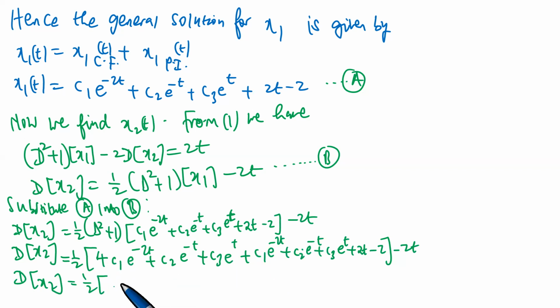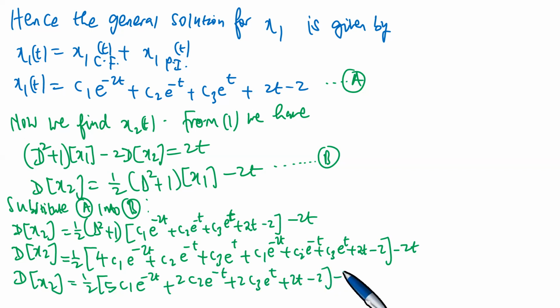Okay, if you have the 4, c1 is going to be 5. C1 e to the minus 2t. Then you have the C2. Okay, just check that there's no mistake there. It appears that there's a C2 there and there's a C2 there. There are two of them. Let's just write that one down. Yes, 2C2 e to the minus t. Then the C3s, there are also two of them. C3 e to the t. Okay, we're done with the C3 now, and then you have the twice t minus 2, minus 2.